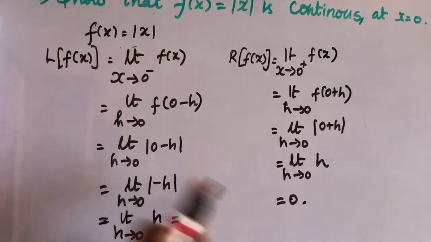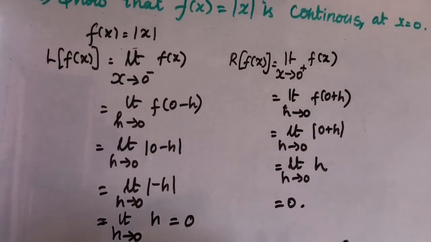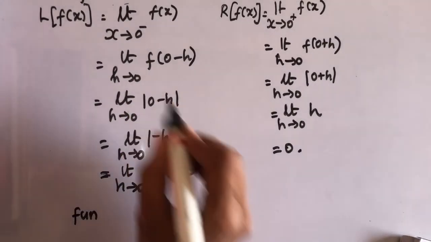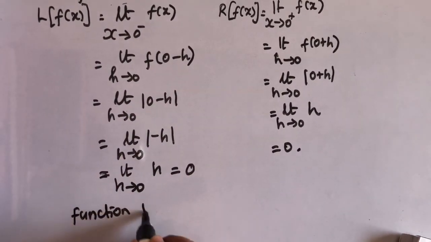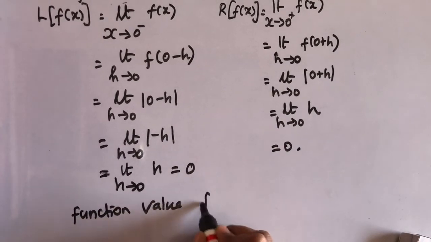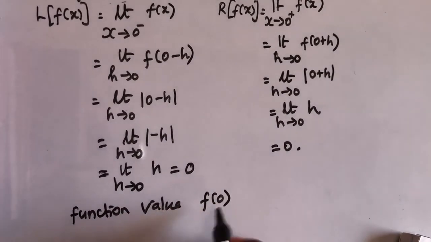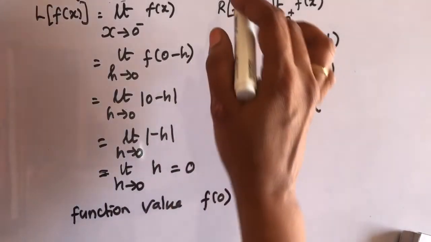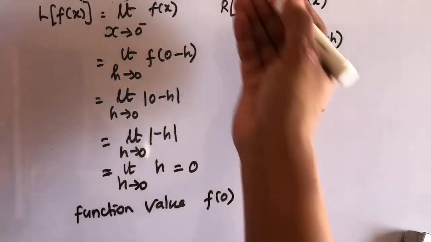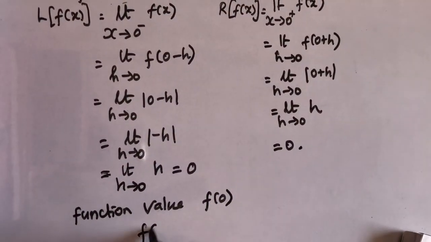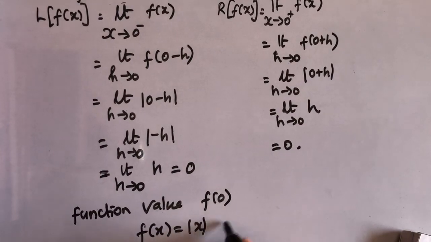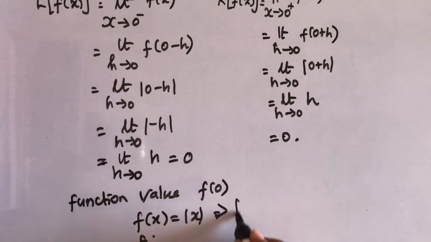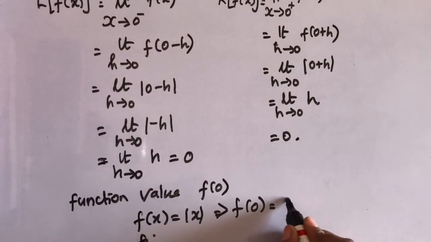So, left hand side limit and right hand side limits are equal, but we should know what is f of 0, that is the function value. The limit value we have found, now the function value f of 0 we have to find. F of 0 means in the place of x we have to put 0. So, f of x is mod x. So, f of 0 is equal to 0.